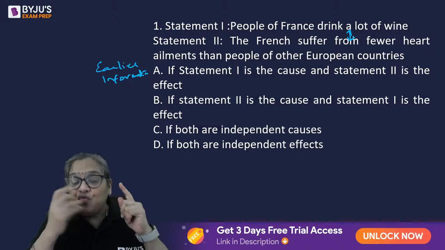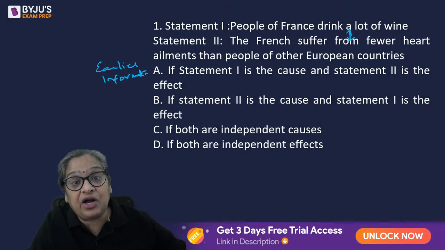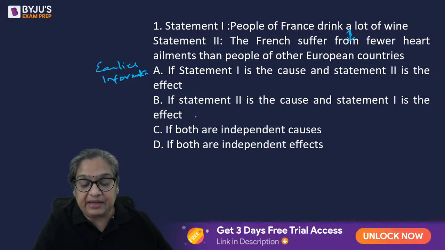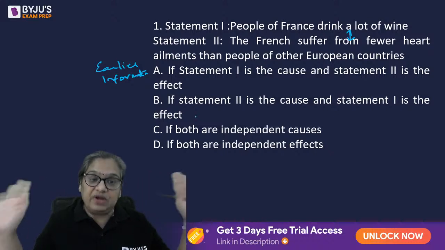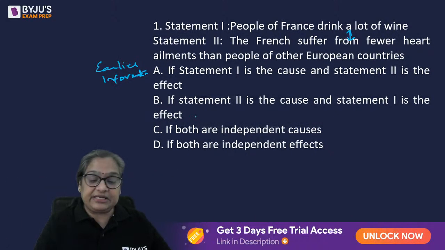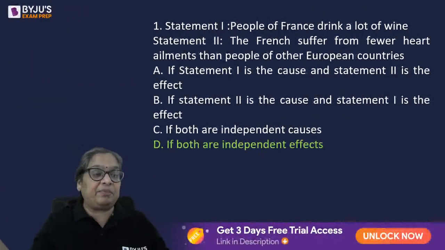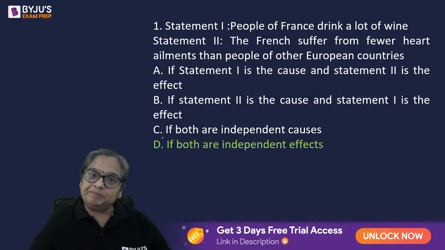Same way, from this statement, I do not know if it is because they drink a lot of wine that they have a healthier heart or not. So what is the safest thing for me to do? It may be the cause, but I do not have any statement which tells me that this may be the cause, this may be the effect. Then what should I say? I would say I don't know if there is a connection between these two sentences. Therefore, I will say both are independent statements. They are independent effects. Clear?